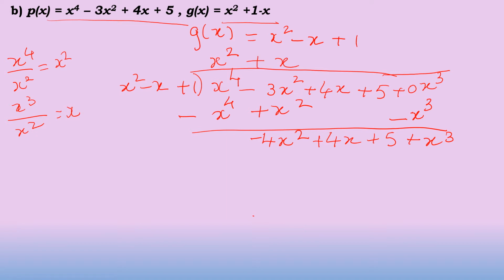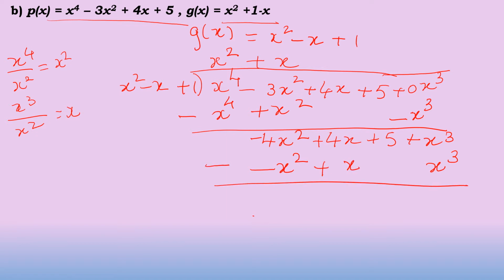So x into x square will be equal to x cube. So you write that x cube over here. X into minus x will be minus x square. So you write it along with the x square term. X into 1 will be equal to x. So you write it along with the x term.